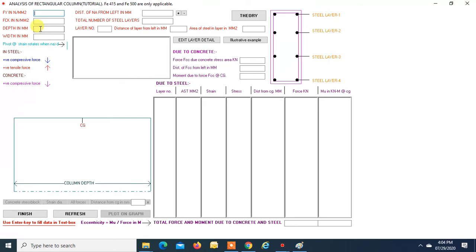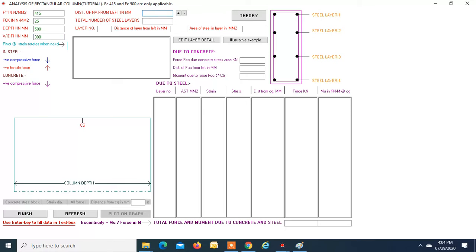Okay, so we will use the input first. Fy we have taken as 415 Newton per mm square. Here we are taking fck as 25 Newton per mm square. The section depth is 500 mm. Press enter. Width is 300 mm. Press enter.